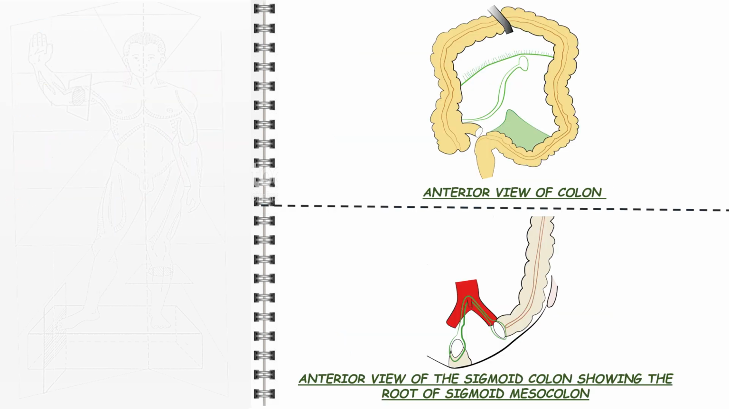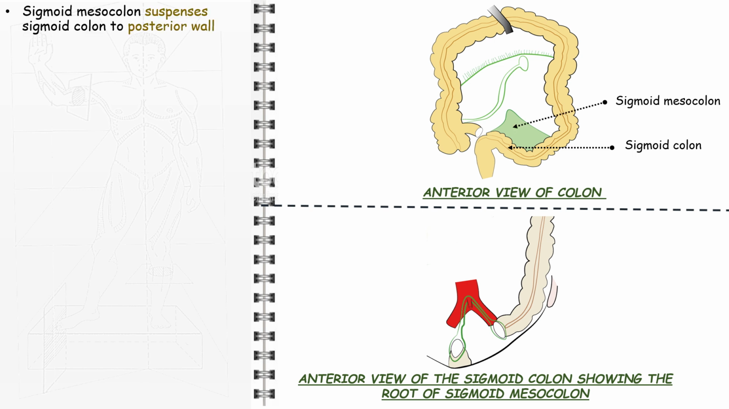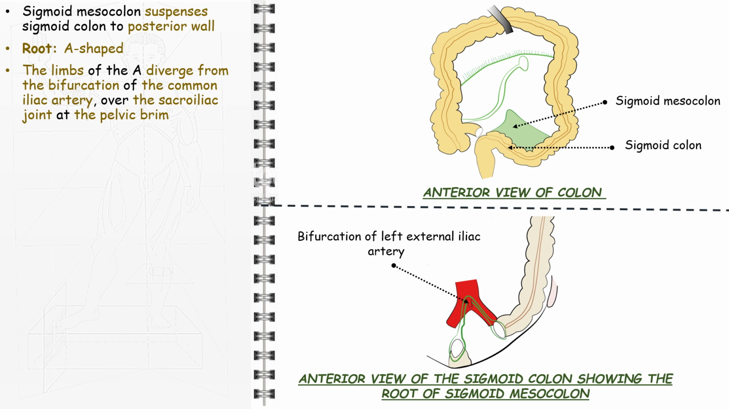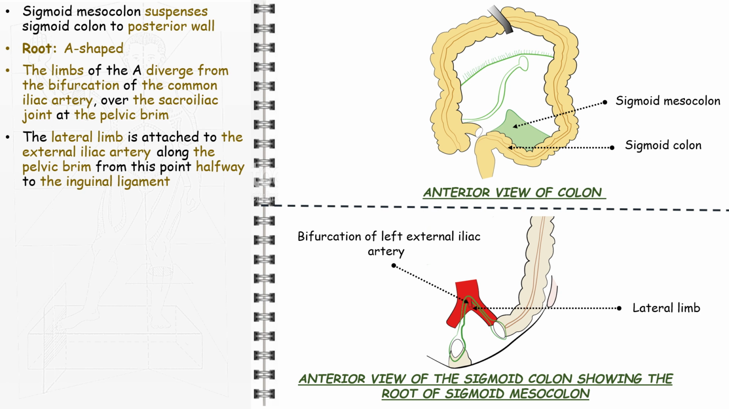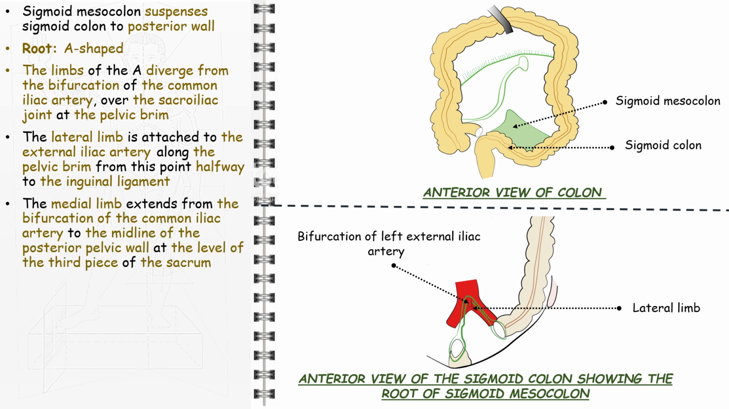The serous coat of the sigmoid colon forms the sigmoid mesocolon that suspends it to the posterior wall. Its root is inverted V-shaped. The limbs diverge from the bifurcation of the left common iliac artery, over the sacroiliac joint at the pelvic brim. The lateral limb is attached to the external iliac artery along the pelvic brim from this point halfway to the inguinal ligament. The medial limb extends from the bifurcation of the common iliac artery to the midline of the posterior pelvic wall at the level of the third piece of the sacrum.